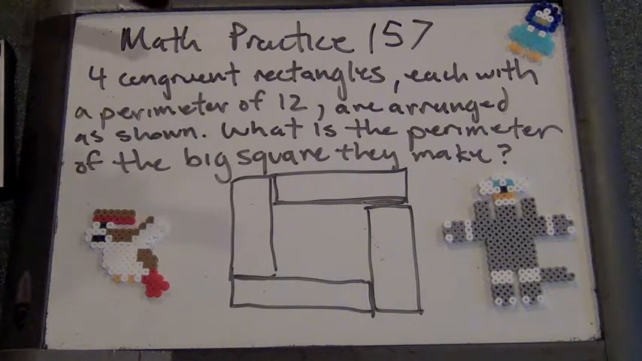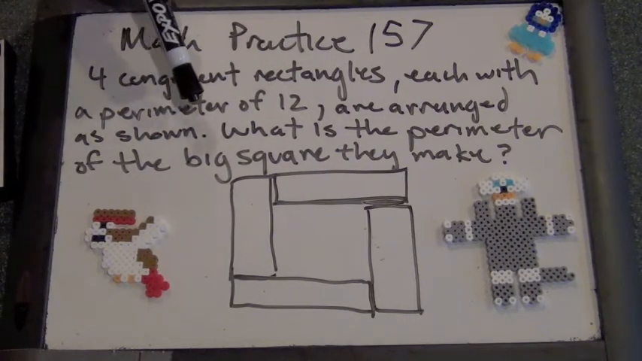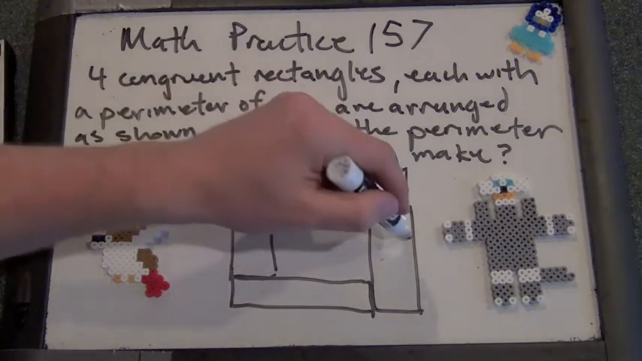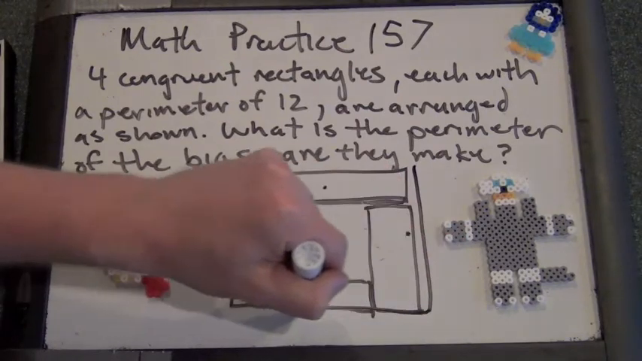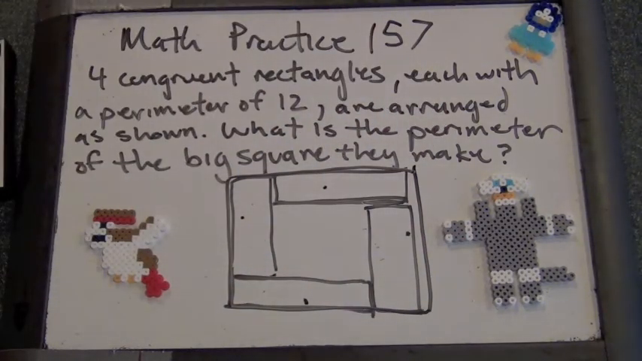Four congruent rectangles, each with a perimeter of 12, are arranged as shown. What is the perimeter of the big square they make? So we have these 4 rectangles, and we're trying to find the perimeter of the big square that they make, right? And what's the only thing we know about these rectangles?